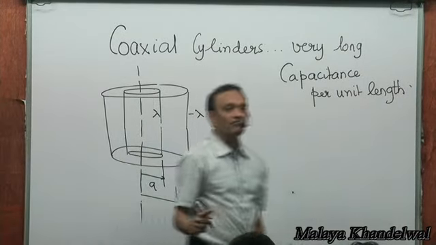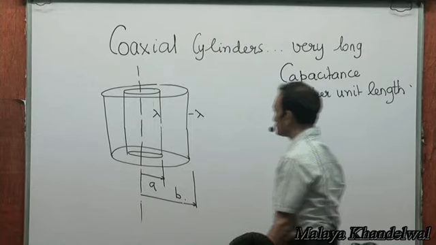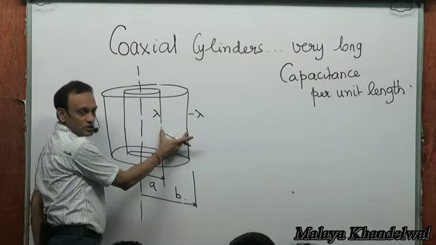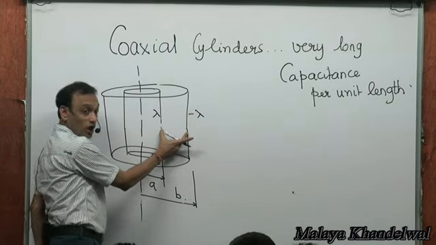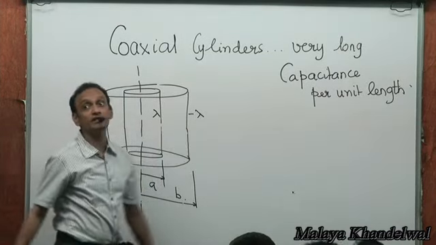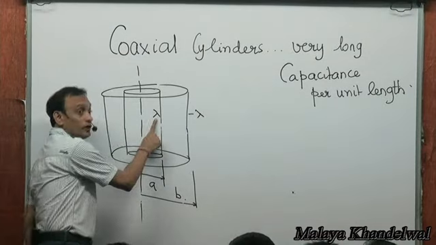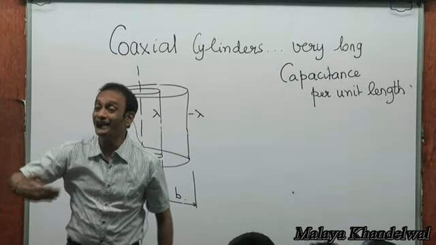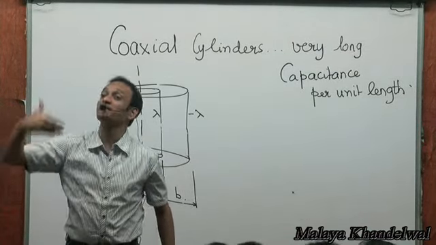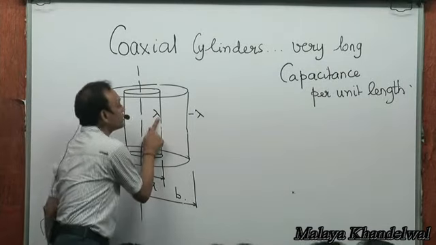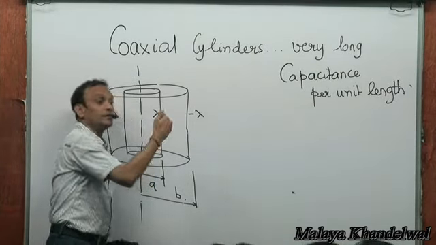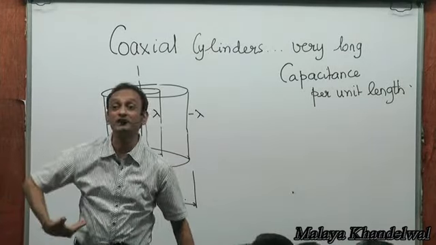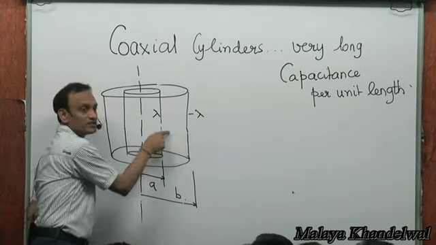We are then talking of the potential difference between these two cylinders, right? Charge per unit length divided by potential difference between the two cylinders will give you what? The capacitance per unit length. The capacitance per unit length would be obtained when you take charge per unit length lambda divided by the potential difference between the two cylinders. Now, why would there be a potential difference? Because there is an electric field.